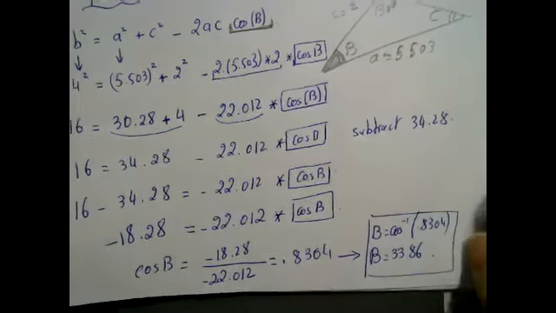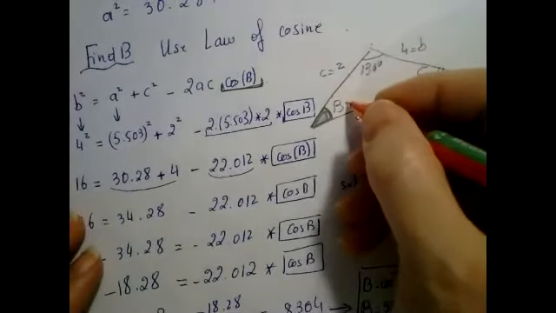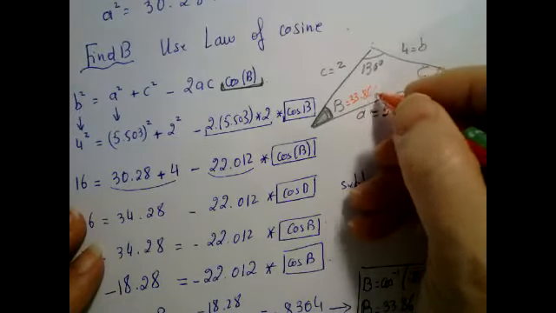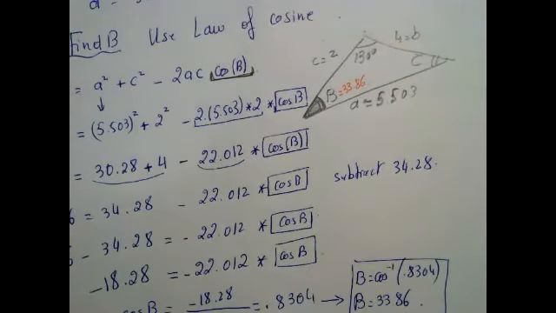So now I go back to my picture here. This is my B here. This is going to be 33.86. All right, so we're finding the triangle using some concept, some of what we have to find the rest. Now, what about C? Do we know what C is?